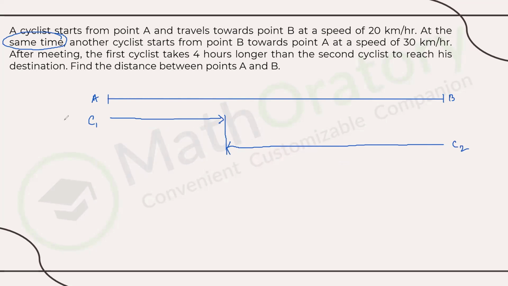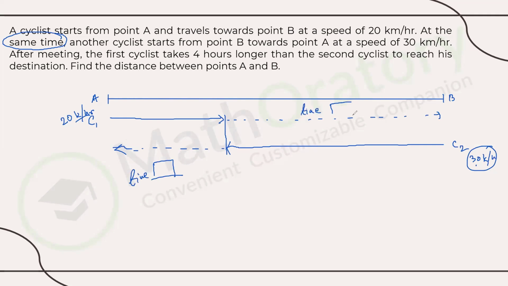We also know that cyclist 1 travels with a speed of 20 km per hour and cyclist 2 with a speed of 30 km per hour. These two speeds are known to us, right? Now, beyond this, what is happening is cyclist 1 takes 4 hours more than cyclist 2. So we have a relationship between this time and this time, this time being 4 hours more than this time. This is very easy to understand. That is what has been mentioned. And we're looking for the distance between the 2 points. We'll come back to that.